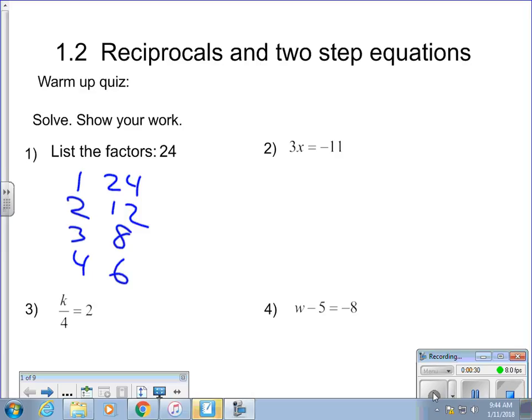Okay. Number 2, 3x equals negative 11. What do I do to solve that? Divide by 3. Divide by 3.